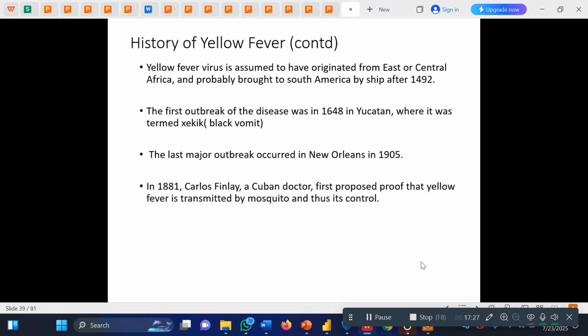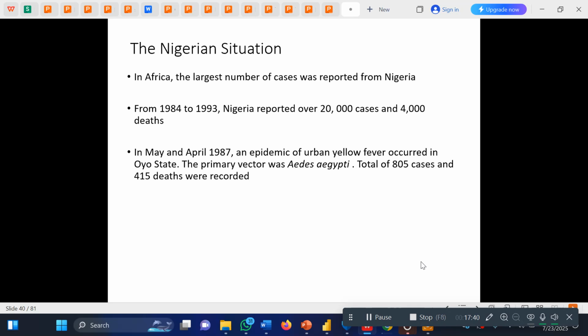The last major outbreak occurred in New Orleans in 1905. In 1881, Carlos Finlay, a Cuban doctor, first proved that yellow fever is transmitted by mosquito and thus can be controlled. On the Nigerian situation: in Africa, the largest number of cases was reported from Nigeria. From 1984 to 1993, Nigeria reported over 20,000 cases and 4,000 deaths.